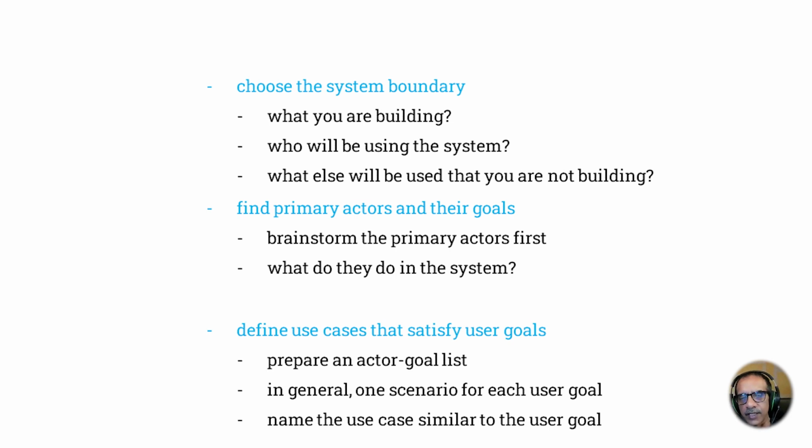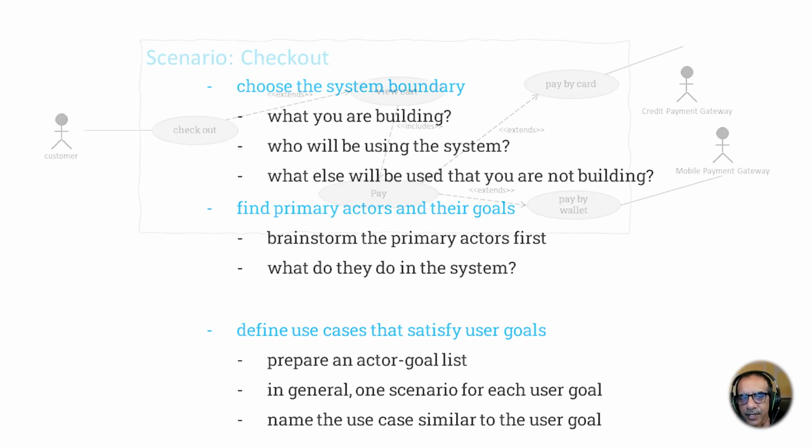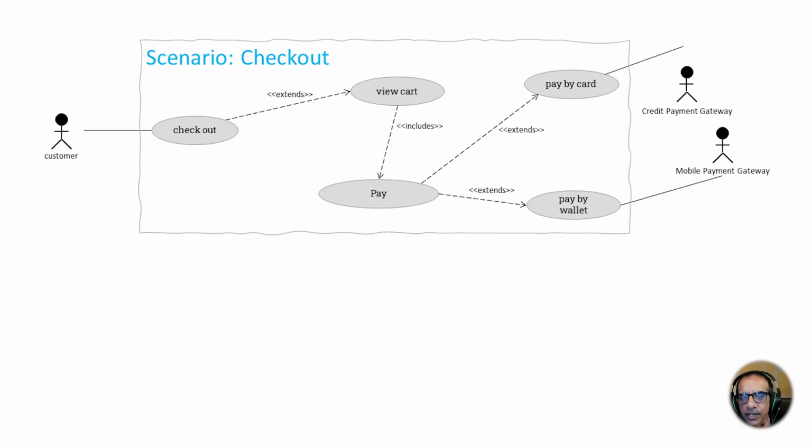Start with an actor goal list. Do not complicate diagrams by including multiple scenarios in one diagram. One example scenario is shown here. Note these special markings: extends, includes. Extend is used when a use case adds steps to another first-class use case.